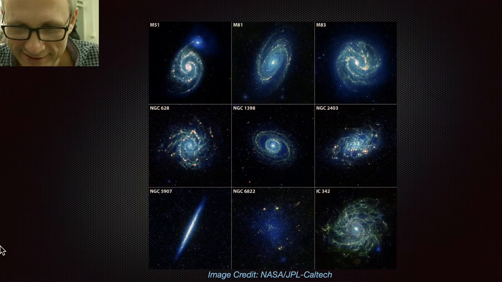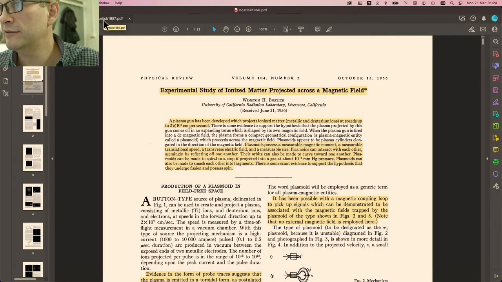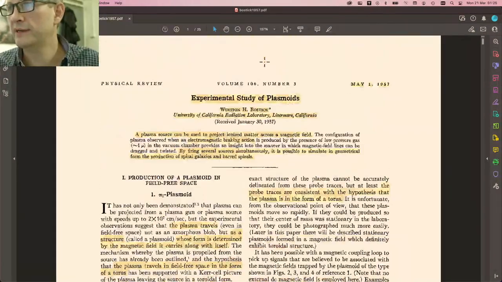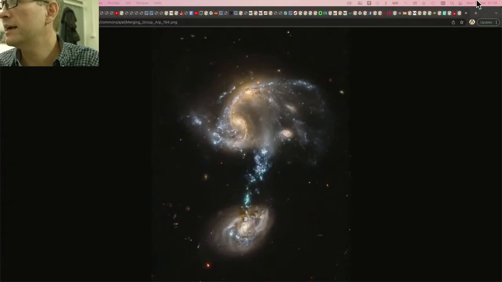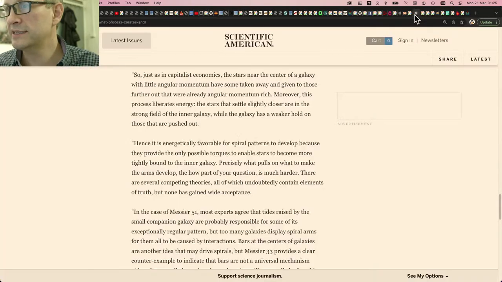So there we go. That is my review, and then we looked at these documents here: a couple of papers by Bostick, the 1956 paper, an experimental study of ionized matter projected across a magnetic field, and the 1957 paper, experimental study of plasmoids. And then we went and looked at various galaxies and so forth. And we also looked at this article.